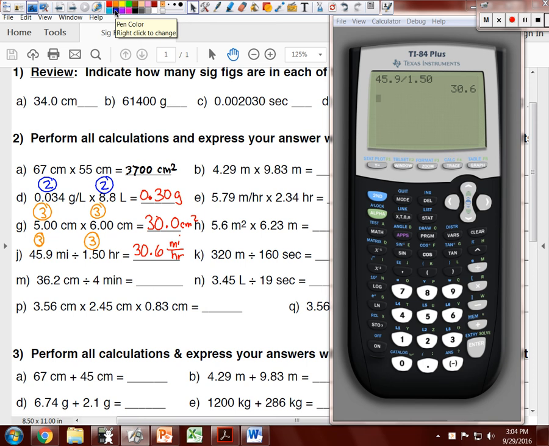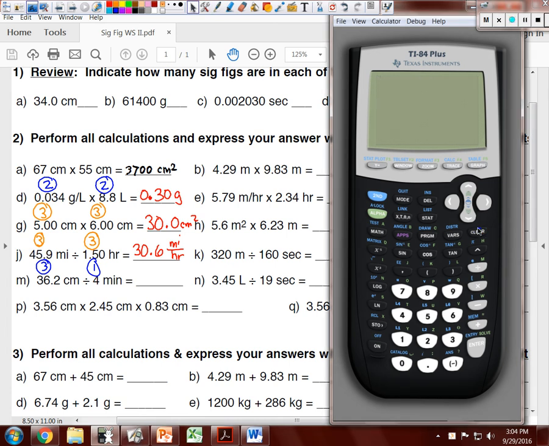What is 36.2? How many sig figs? There are 3. What about just the number 4? 1. So your answer should have how many? 1. Just 1. All right. So let's do the math. So I've got 36.2 divided by 4. So what would it be to 1 significant figure? 9. Very good. And it's 9 what? Very good. 9 centimeters per minute.